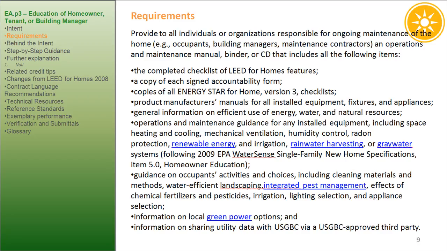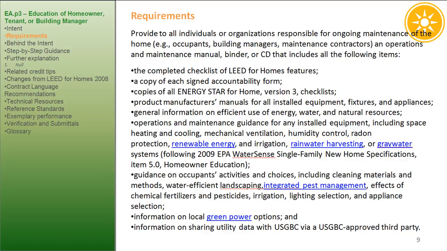Requirements. Provide to all individuals or organizations responsible for ongoing maintenance of the home, for example, occupants, building managers, and maintenance contractors, an operations and maintenance manual, binder, or CD that includes all the following items. The completed checklist of LEED for Homes features. A copy of each signed accountability form. Copies of all ENERGY STAR for Homes, version 3, checklists. Product manufacturer's manuals for all installed equipment, fixtures, and appliances. General information on efficient use of energy, water, and natural resources.